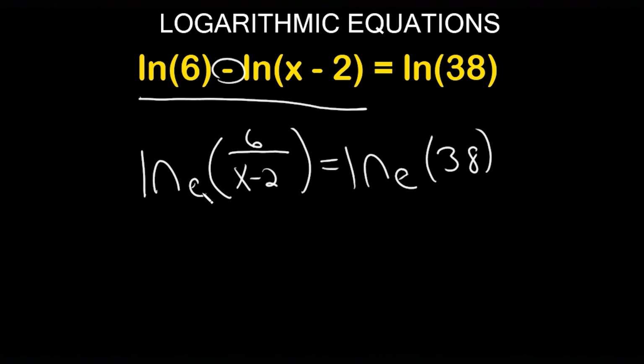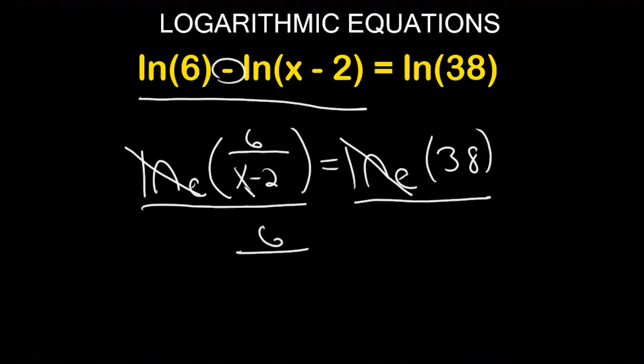So you can see here, I have a natural log isolated on the left-hand side. I have a natural log isolated on the right-hand side. I have the same base, meaning they are going to cancel out. So this will cancel, this will cancel. Now I'm left with 6 over, and I'm going to put these two terms in parentheses, x minus 2 equal to 38. From here, all we have to do is solve for x.